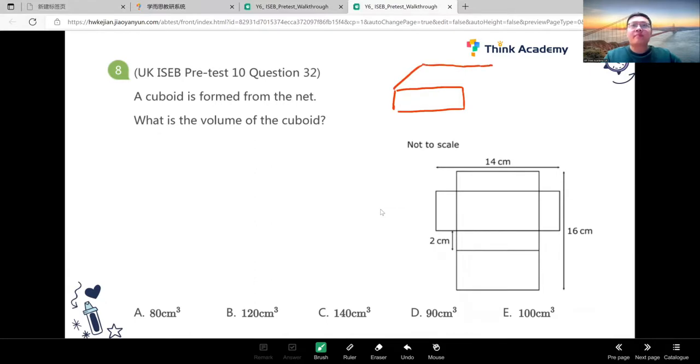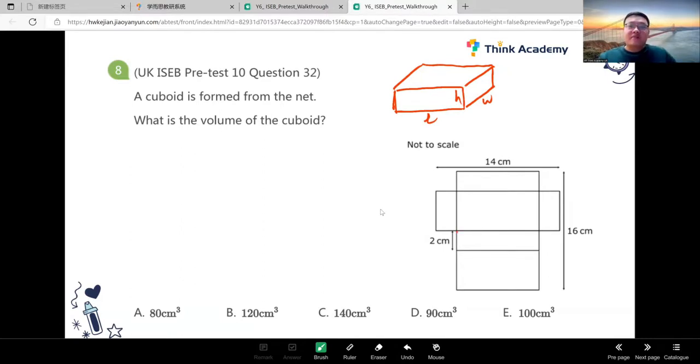So if you fold it up, you're going to get this cuboid. And if you want to get the volume of this cuboid, you have to use the length times the width and times the height. The question is, what is the length, width, and height respectively?